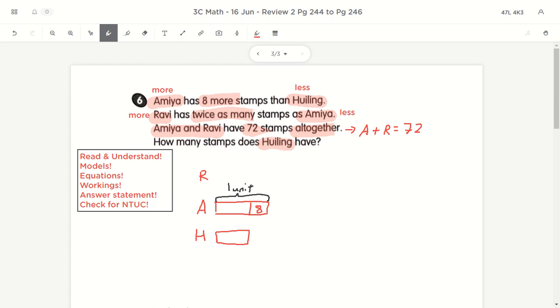Ravi has twice. So if Amia has this much, Ravi must have 2 times. So let's draw 1 time. So this is 1 box. And then I draw another similar box. Okay, so what you have here, instead of 1 unit, now you have 2 units.